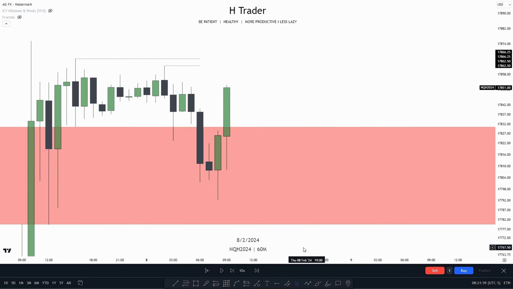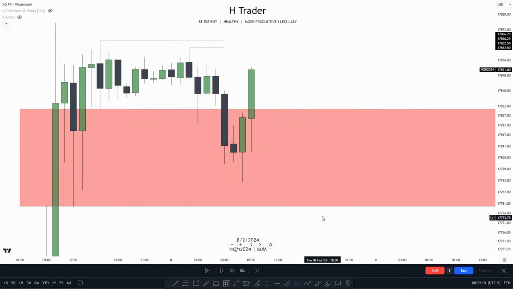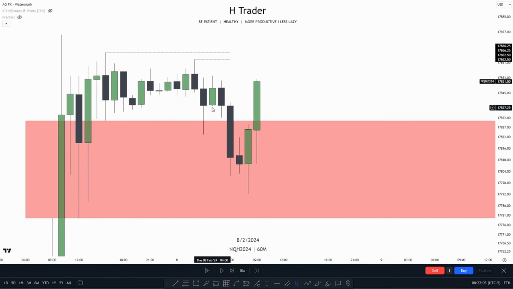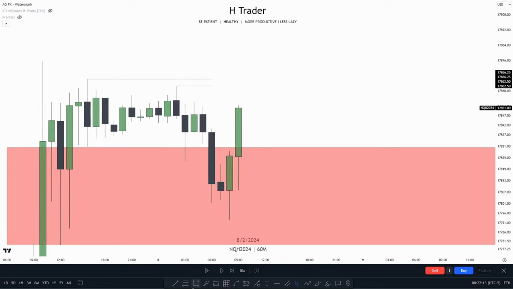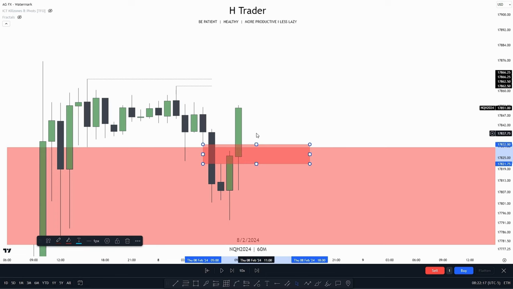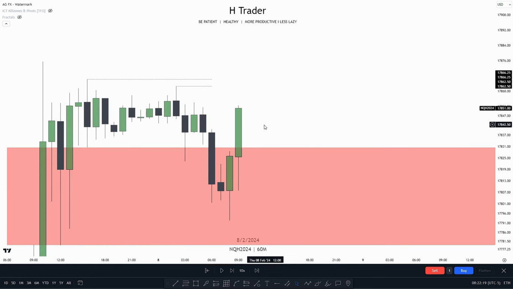Here on the 1-hour time frame, the bias is also pretty clear. So we see that we have the 4-hour BISI right here. And we see price makes a fast sell side delivery into the BISI and then a fast buy side delivery out of the BISI, which pretty much confirms that price is willing to move higher. And what do we also see? We see the price created an inversion value gap, which is another confirmation for higher prices. So the 1-hour time frame is pretty much also bullish.